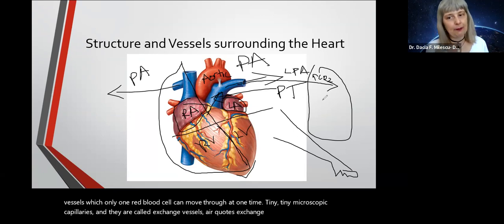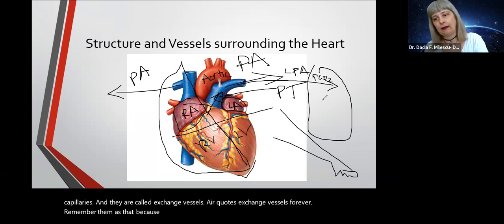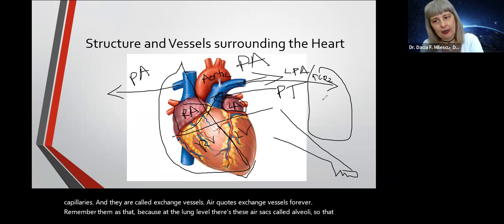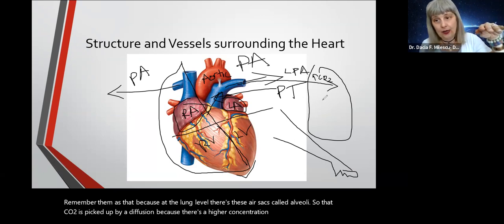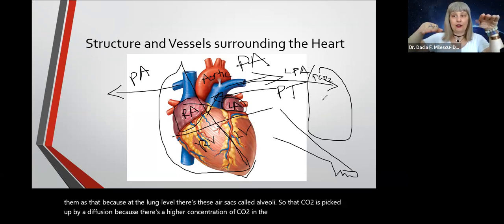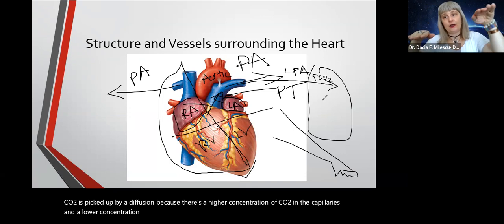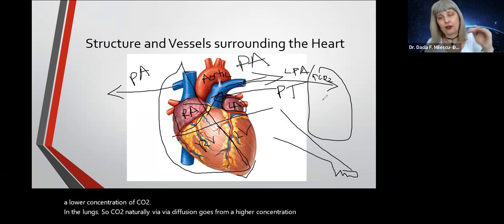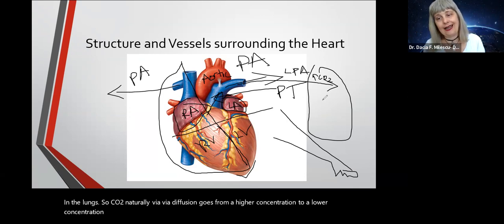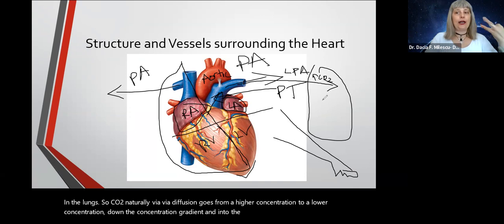Forever remember them as that, because at the lung level, there are these air sacs called alveoli. CO2 is picked up by diffusion because there's a higher concentration of CO2 in the capillaries and a lower concentration of CO2 in the lungs. So CO2 naturally goes via diffusion from a higher concentration to a lower concentration, down the concentration gradient and into the alveoli, and on expiration, you get rid of the CO2.